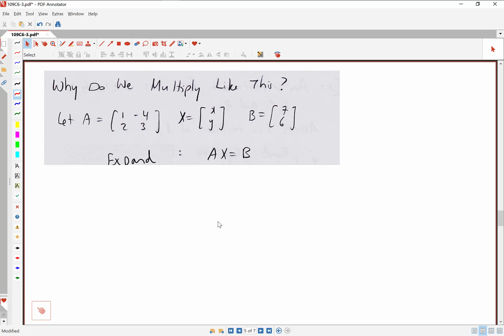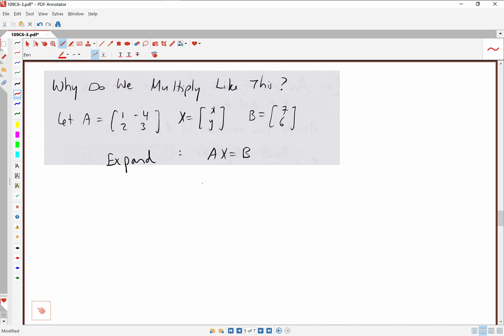So matrix multiplication is pretty weird. It feels very strange the first time you see it, but there's a very good reason why it works the way it does. So let's explore that a little bit through an example. Let's just ask, why do we multiply matrices like this? Well, let's take 3 matrices here. A just has some numbers in it, X has some variables in it, and B has some numbers in it. And the question is asking us to expand the following equation, AX equals B.